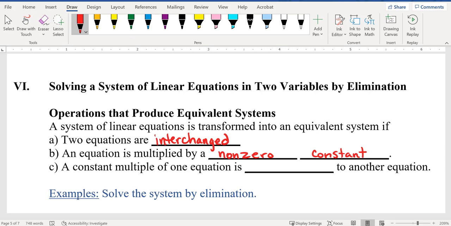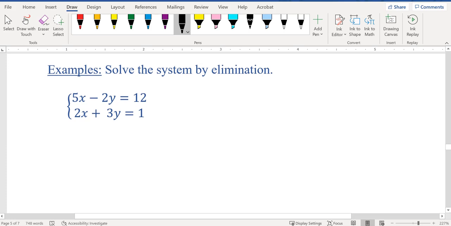And the third thing that you can do to produce an equivalent system, a constant multiple of one equation is added to another equation. So we're going to see that in just a moment. Let's go look at some examples.